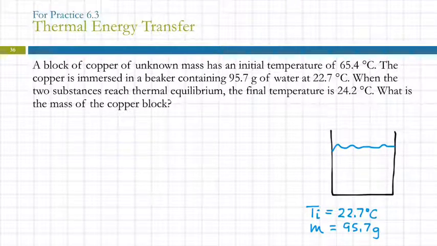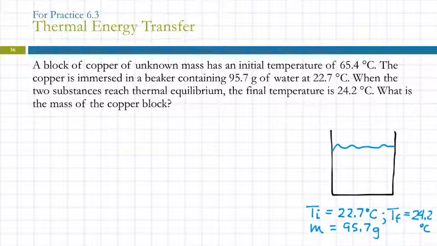When the two substances reach thermal equilibrium, the final temperature is 24.2. Is that the temperature of the water or the copper? Yes. It's the temperature of both of them at the end, right? They start at different temperatures. One cools down, one warms up. They meet somewhere in the middle. The final temperature is the same for both of them. So T final for the water, 24.2 degrees Celsius. Poor planning.